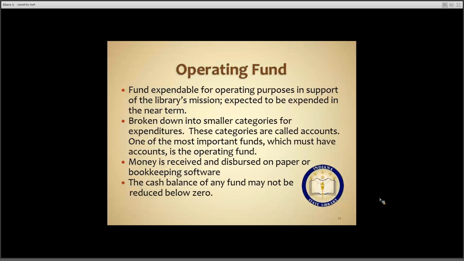Some funds are required to be broken down into smaller categories for expenditures. These categories are called accounts. One of the most important funds, which must have accounts, is the operating fund.